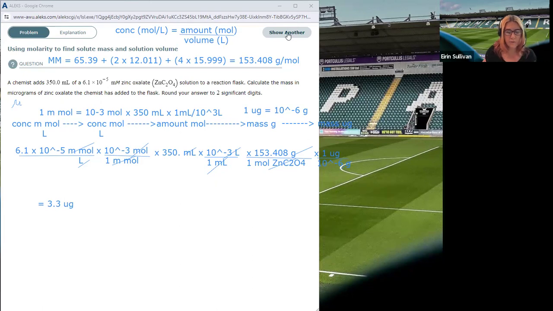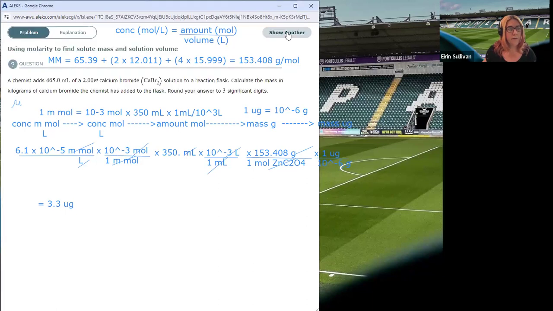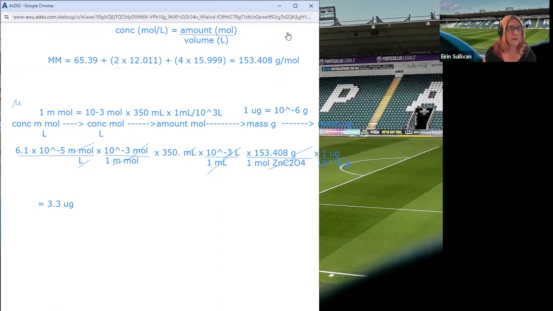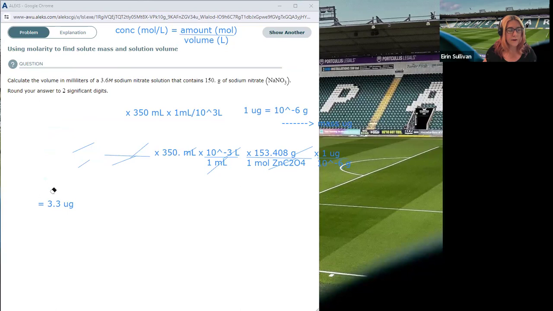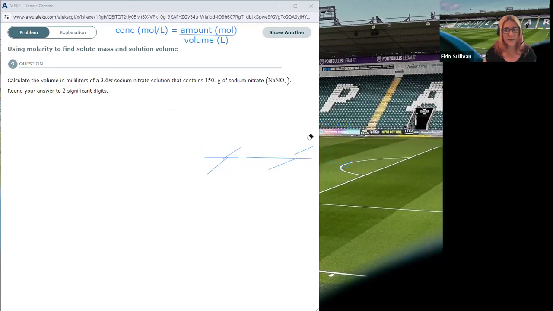Okay, so I want to find one where we've got a solution volume as what we're going to have to find. Mass in kilograms. Oh, another little unit conversion for you guys to play with. Volume in milliliters. Here we go. All right, so let's see what we have. We're asked to calculate the volume in milliliters of a 3.6 molarity sodium nitrate solution that contains 150 grams of sodium nitrate. So let's make a plan.